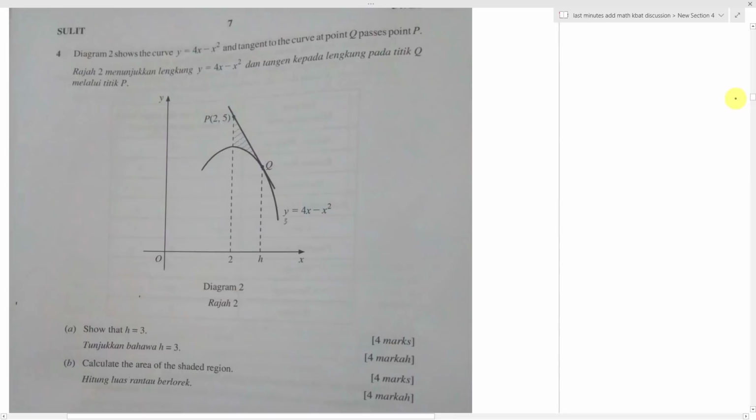Alright, so for question number 4 over here, you can see you have a graph, and then you have a curve and a straight line. The question tells you what? Diagram 2 shows the curve y equals 4x minus x squared, and the tangent to the curve at the point Q, passing through the point P. So this line basically is a tangent line. Then they ask you to show h equals 3. Seems easier, but then they give you 4 marks, so basically you should expect you need to do something.